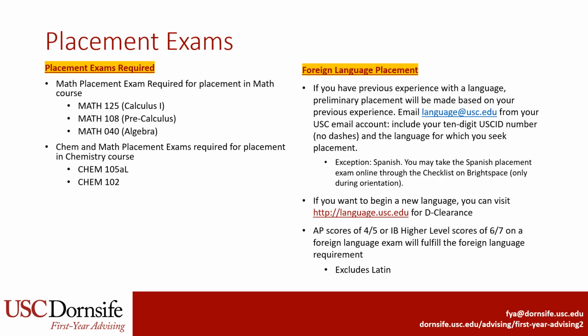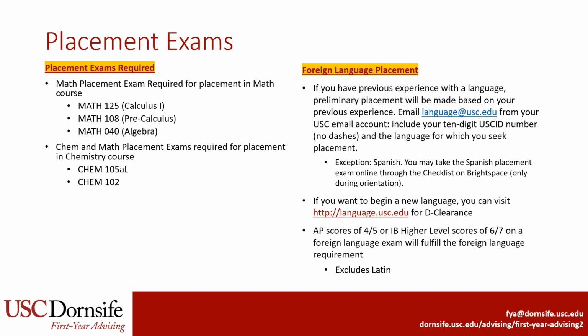Since neuroscience and computational neuroscience majors are required to take math and chemistry, you should take both the math and chemistry placement exams. Even if you have AP Calculus credit, which can advance you to Calculus 2, you should still take the math placement exam. The chemistry department uses both the math and chemistry exam scores to determine chemistry placement.